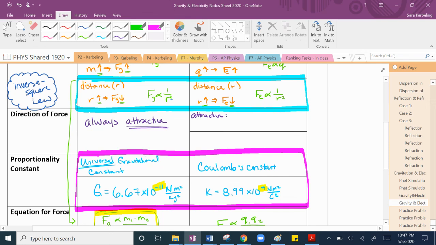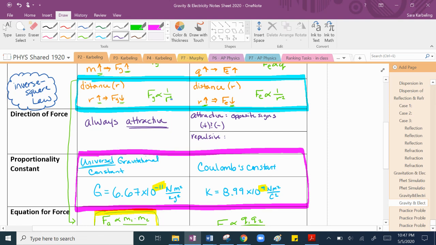okay? And it's attractive if you have opposite signs. What do I mean by that? I mean that you have one of your charged particles that has a positive charge and the other one that has a negative charge. Okay, so if you have a positive and a negative, then those two objects are going to attract. On the other hand, it can also be repulsive.